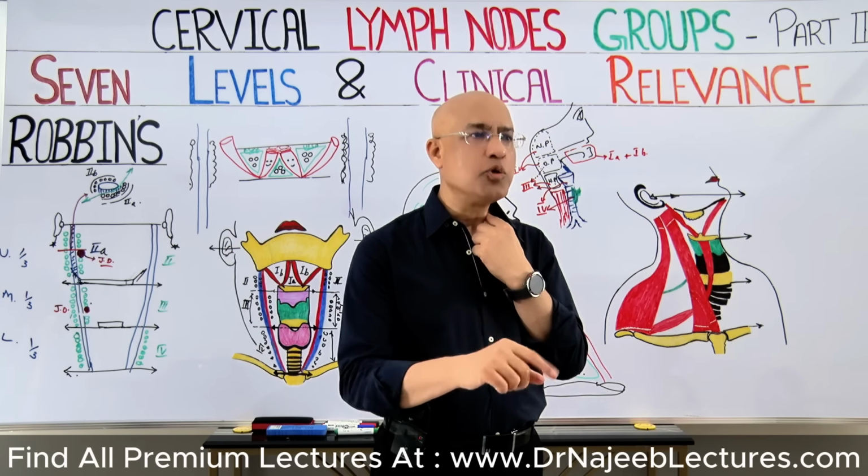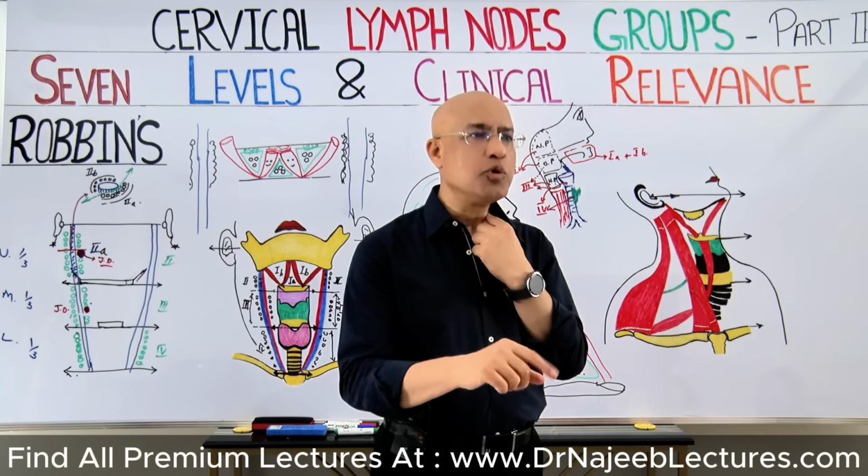But this is part of the subclavicular group of lymph nodes, which is itself part of level 5B. Is that right? Now, we have done 5 levels. And after 5, we must come to which level? 6. Very good. Your pronunciation is right. Level 6. Level 6 is easy to explain.